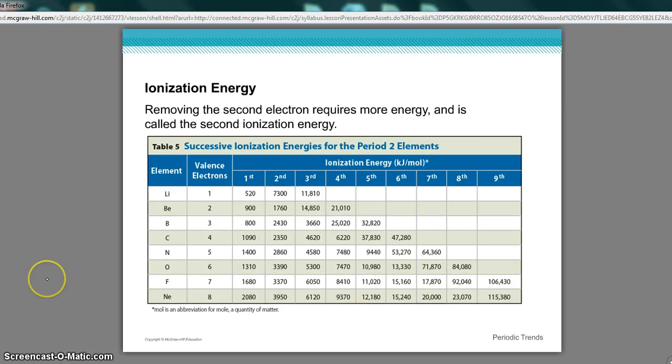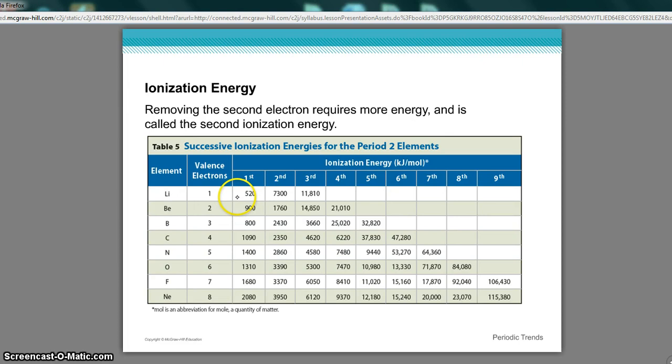Okay, in our next chart, you can see we have different elements. It tells us how many valence electrons there are. And then it also gives us a bunch of different ionization energies. Now, we talked about the first ionization energy. The second ionization energy is the energy required to remove the second valence electron. The third would be to remove the third, so on and so forth.